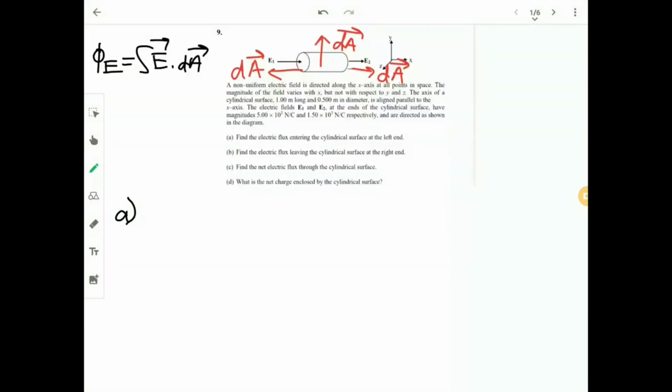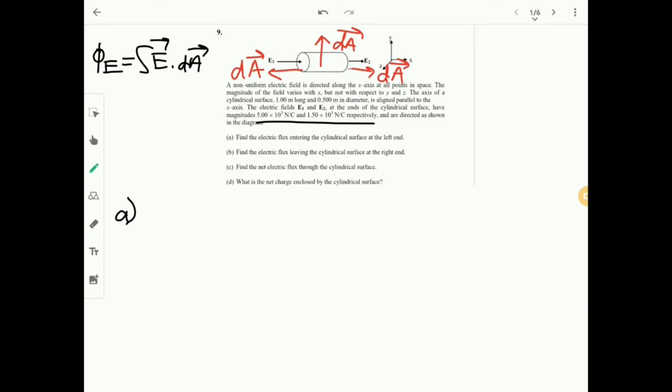Look at number 9 now. A non-uniform electric field is directed along the x-axis at all points in space. The magnitude of the field varies with x, but not with respect to y and z. The axis of a cylindrical surface 1 meter long and 0.5 meters in diameter is aligned parallel to the x-axis. Two electric fields E1 and E2 at the ends of the cylindrical surface have these two magnitudes and are directed as shown in the diagram.